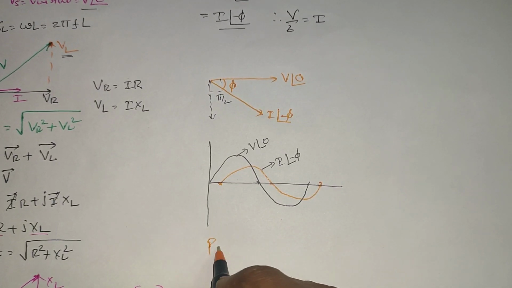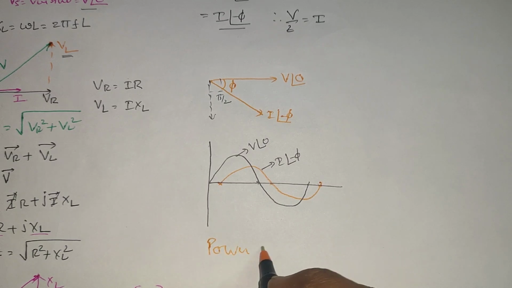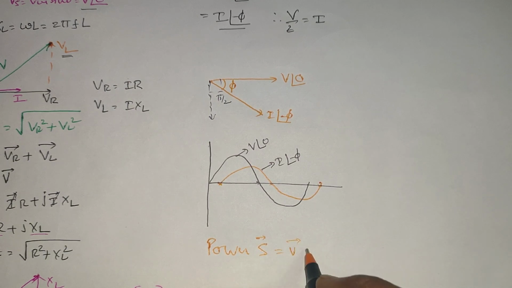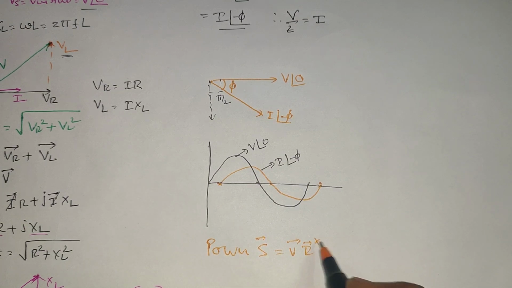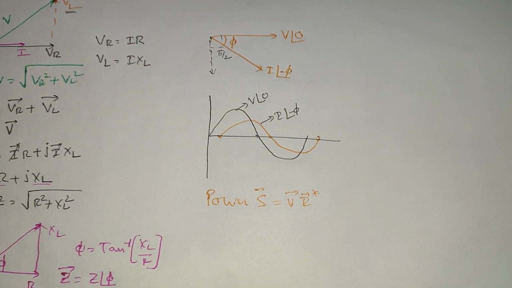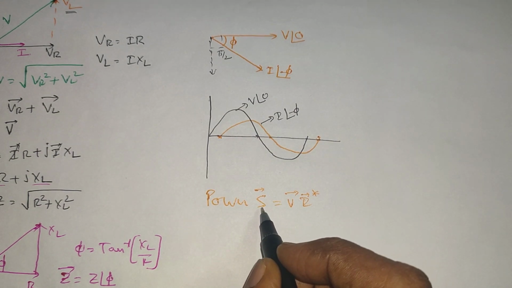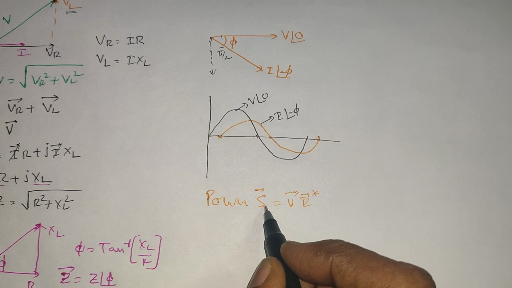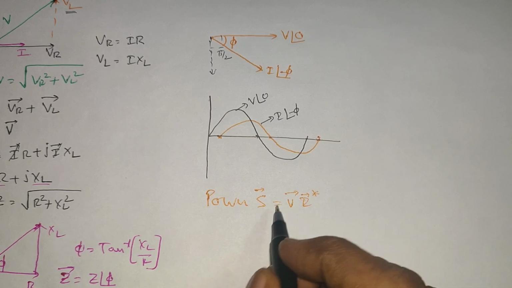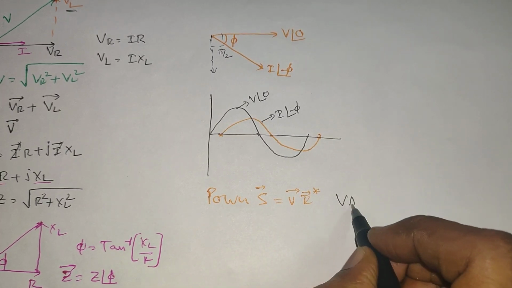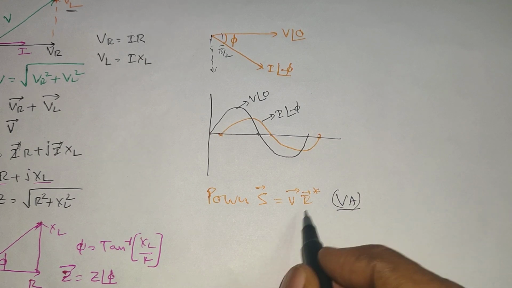In AC, the power is going to be represented by the parameter S bar, which is equal to V bar into I bar conjugate. I will explain to you why we are going to consider the conjugate later on. First of all, let me go through the derivation. Here, S bar is known as the total power or absolute power or apparent power, and the units are volt amperes.